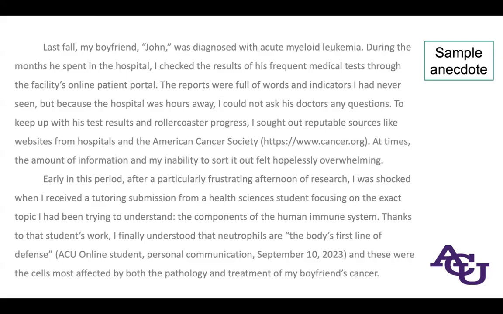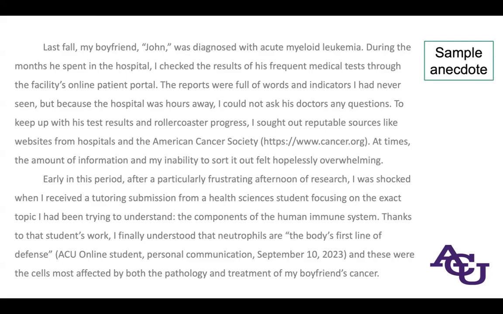To keep up with his test results and roller coaster progress, I sought out reputable sources like websites from hospitals and the American Cancer Society, https://www.cancer.org. At times, the amount of information and my inability to sort it out felt hopelessly overwhelming.